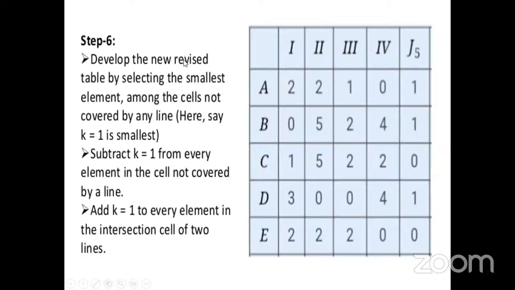After doing that, develop the new revised table by selecting the smallest element among the cells not covered by any line. Here, say k equals 1 is the smallest, so subtract k from every element in the cell not covered by a line and add k to every element in the intersecting cell of 2 lines. So we added here, here, and here, and all these values are subtracted wherever the unmarked or unoccupied lines. There we subtracted, we got a new matrix.